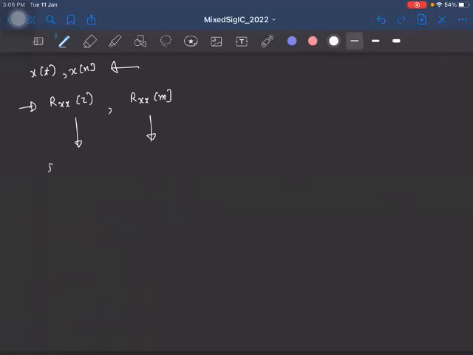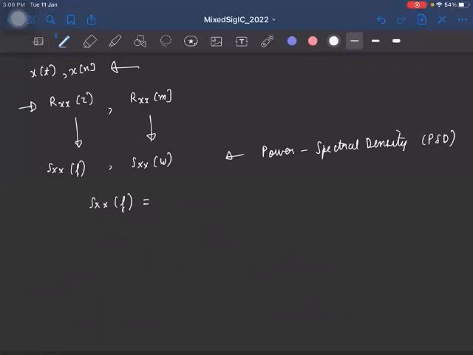And if we take that, let's say I get these functions Sxx of f, and in discrete time I call it S of omega. Okay, so these functions are what are called power spectral density functions, or sometimes denoted as PSD. Okay, so what is the expression? It is the integral from minus infinity to plus infinity of Rxx of tau e power minus j 2 pi f tau d tau, right?